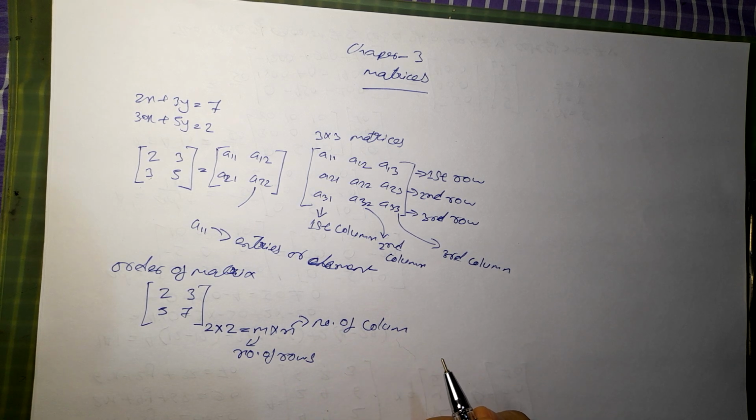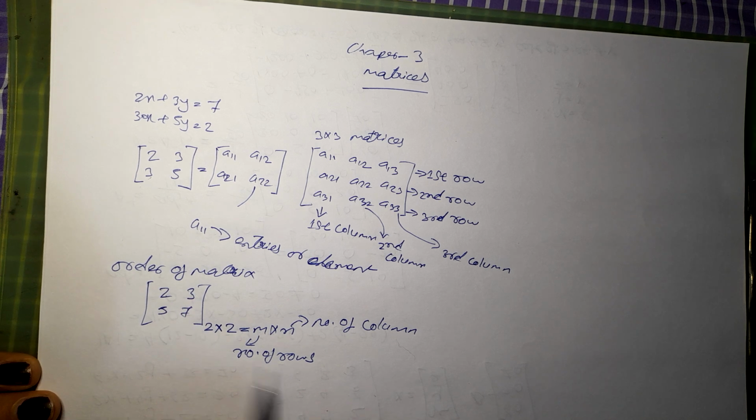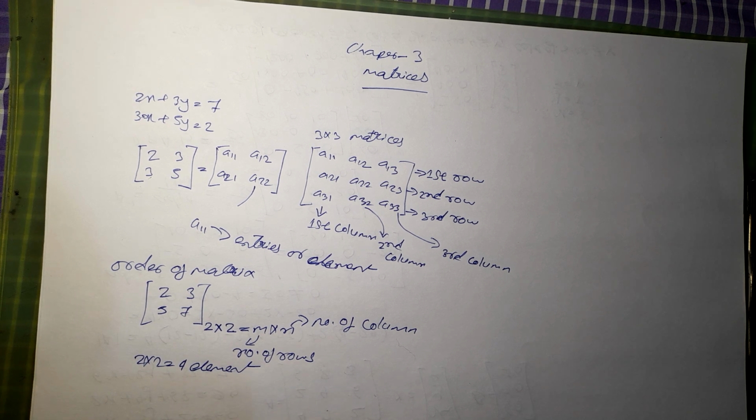Sometimes they may ask you how many elements are there inside the matrix. So inside the matrix, how many elements do we have? 1, 2, 3, 4. By counting we can get it. Another way to get it is to just multiply the rows and the columns. So 2 into 2, that is 4 elements. In this way we calculate the entries or elements of the matrix.